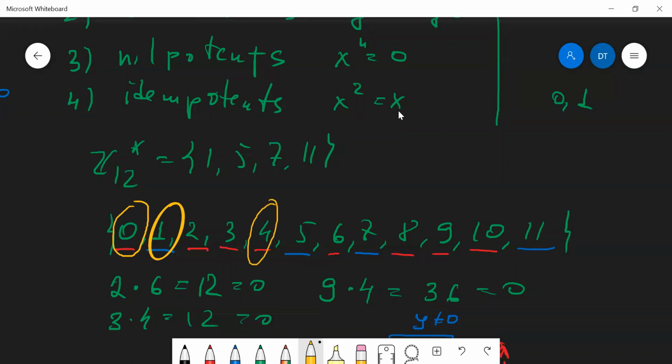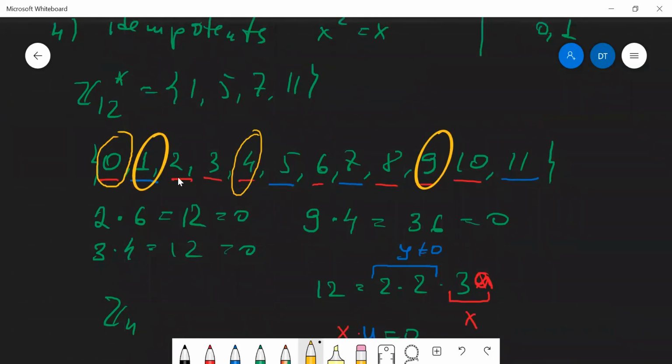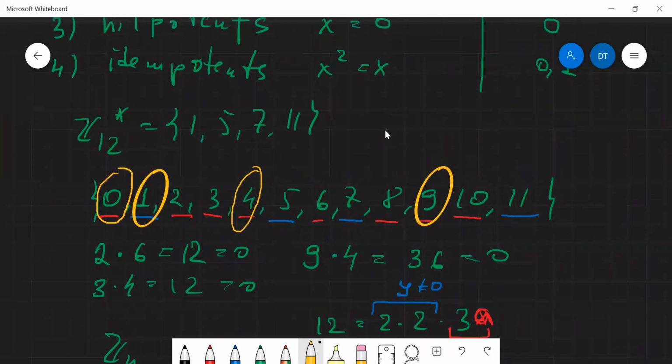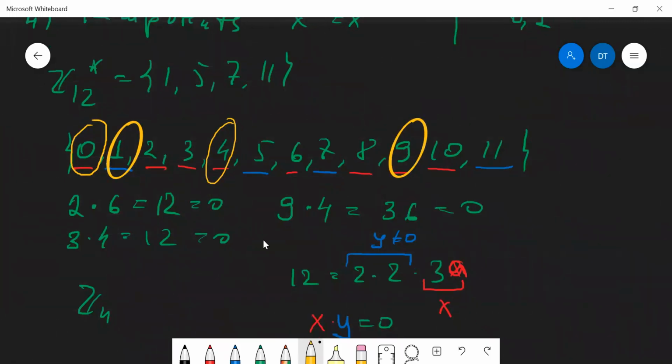Yes, and actually 9. Well, you asked the number of them. Ah, okay, that's what you meant. So there are only 4 idempotents: 0, 1, 4, and 9. The simple way to find them is just to compute. But let me explain how to find them in a more intelligent manner.